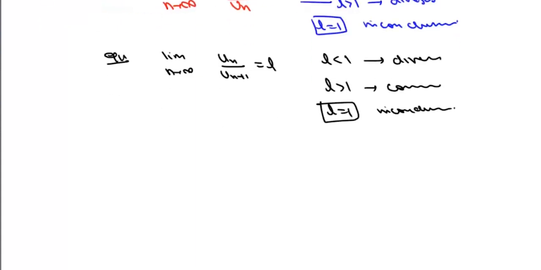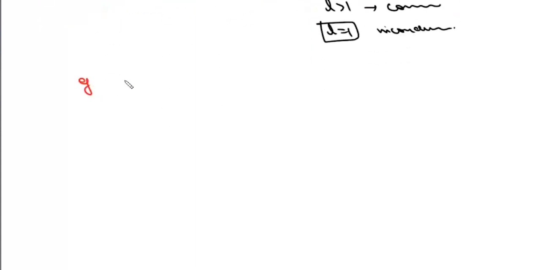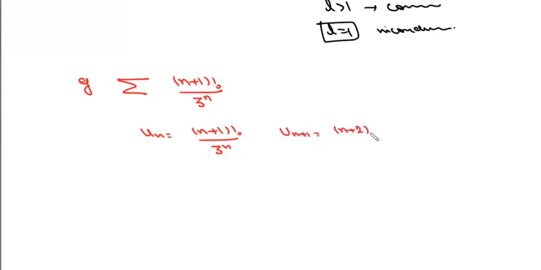Now let us take an example. Say for example, we have to find convergence of the series factorial n plus 1 upon 3 to the power n. Now in this case, un is factorial n plus 1 upon 3 to the power n, and un plus 1 is factorial n plus 2 upon 3 to the power n plus 1.